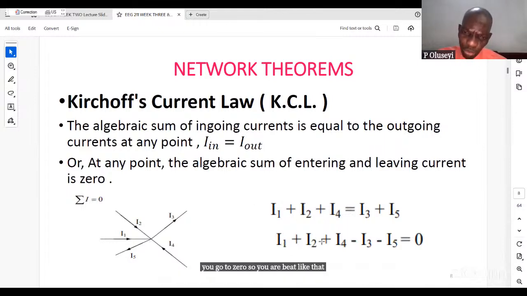So you have I1 plus I2 plus I4. They all enter, so all the current that enters that junction, we add together. And the one that is leaving, we subtract. Together they all make up 0. That's what we mean by algebraic sum. However, you can now put all the current coming in on one side and all the current going out on the other side, as we have in the first line there.